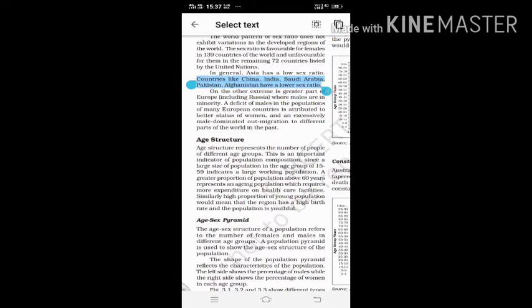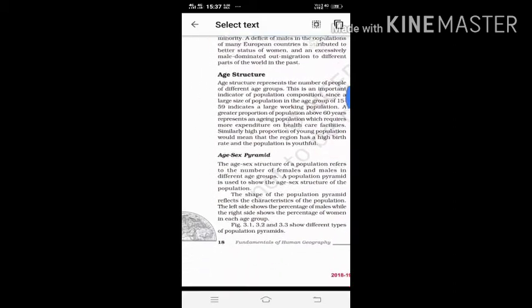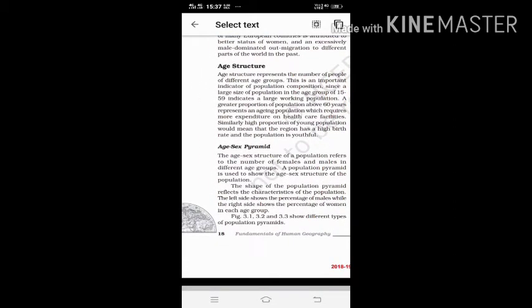On the other hand, Europe is a continent where males are in minority. This part is not much important, but still you may remember that Europe is a continent where males are in minority. So this is it. Now we move on to age structure.